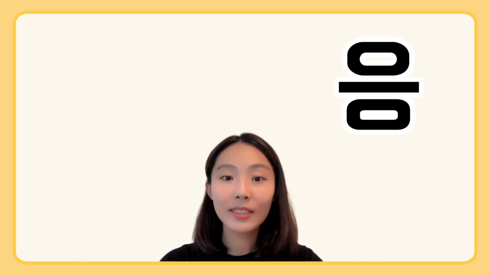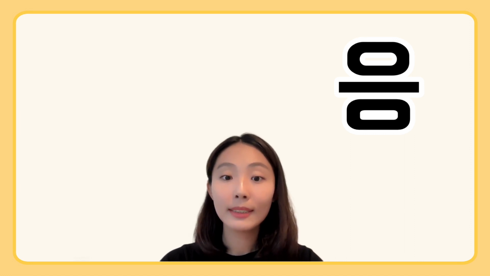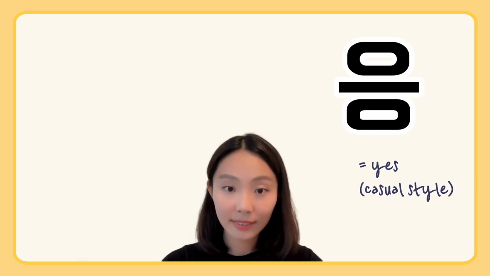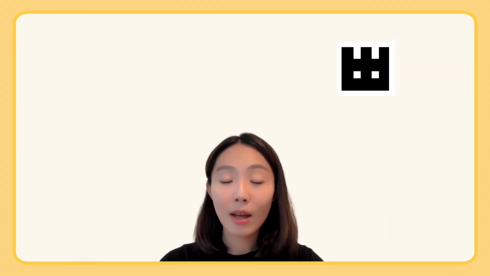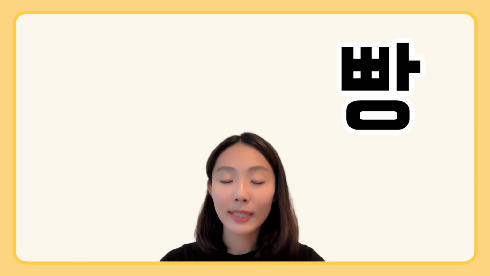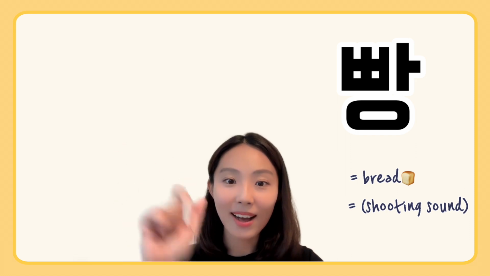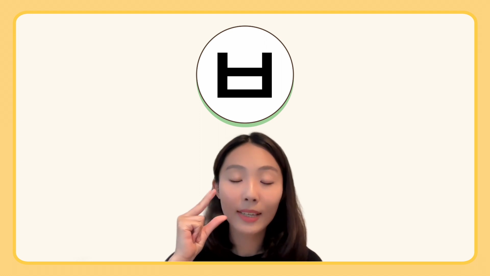And this time we have no sound plus, which becomes... and one more. We have b plus a, ba, and with the 받침 sound it becomes 빵, 빵, 빵. 읍, 읍, 읍. As a next, we have 받침 sound.